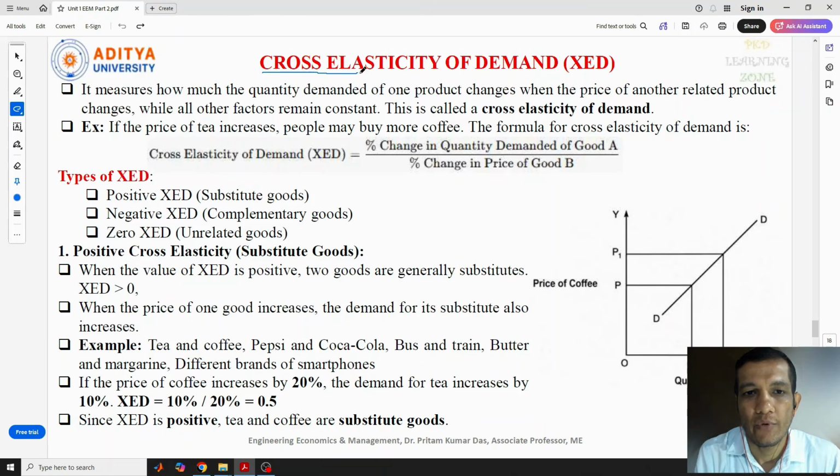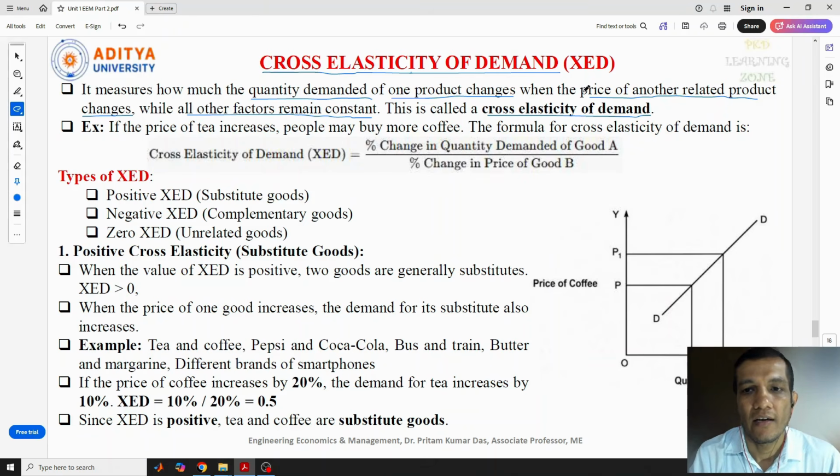So we are discussing the types of elasticity of demand, and this is one of the types, known as cross elasticity of demand. It measures how much the quantity demanded of one product changes when the price of another related product changes, keeping the other factors constant. That is known as cross elasticity of demand.